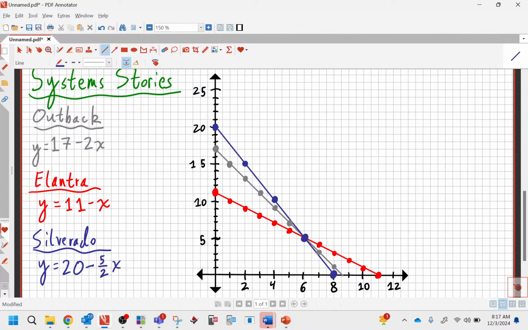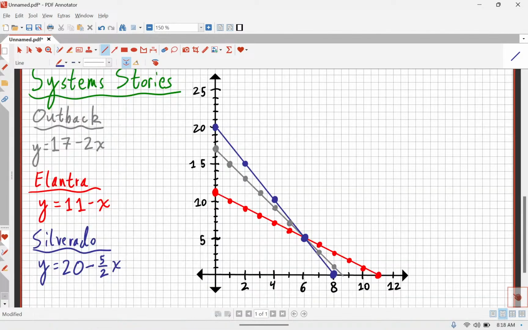Can I get you guys back up here in 5, 4, 3, 2, 1? Do you notice anything? Yeah, and specifically, how many gallons of gas do they have after 6 hours? Awesome. This point 6, 5 means that after 6 hours of driving, all 3 vehicles have exactly 5 gallons of gas. That's perfect. And this is what we call a system of equations.